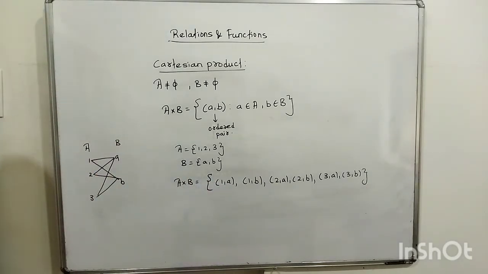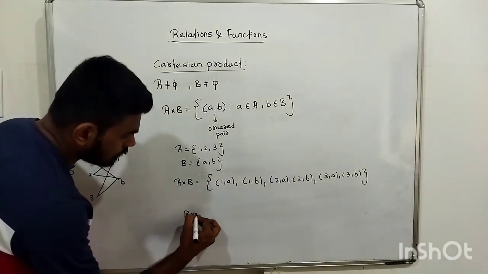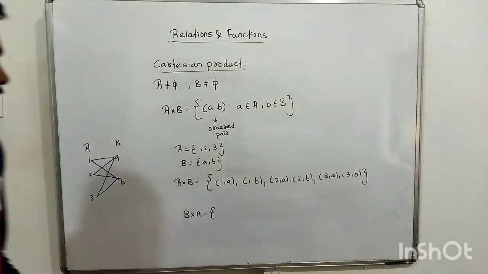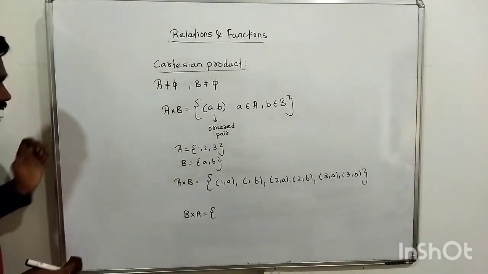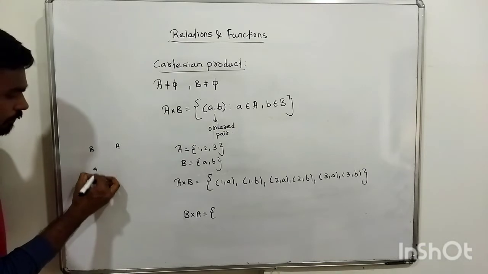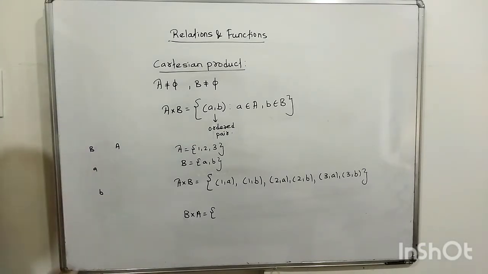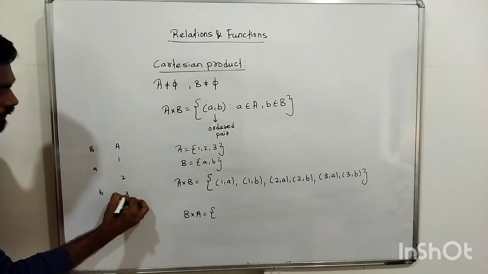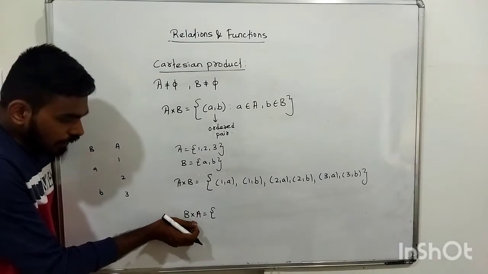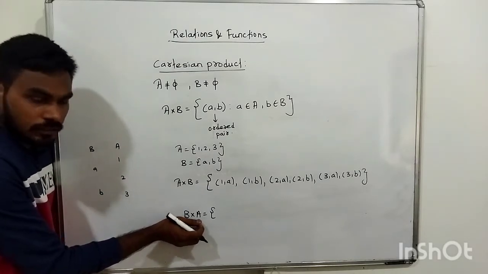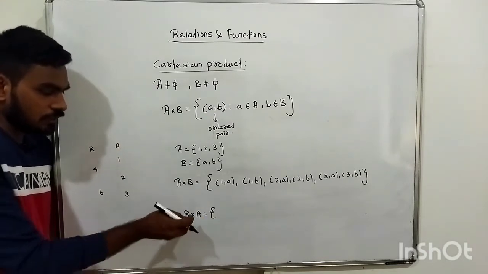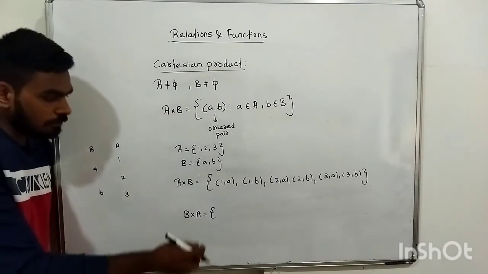Now if I ask B cross A, then what do we do? A cross B you know how to find. If I ask B cross A, you can just reverse this. You write B first and A second, with elements of B here, a, b, and elements of A here, 1, 2, 3. When we write B cross A, just remember, the first element must be from B now, since I wrote it opposite, and the second element must be from A.